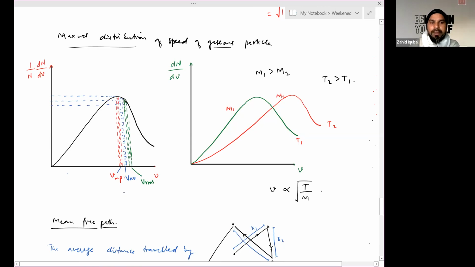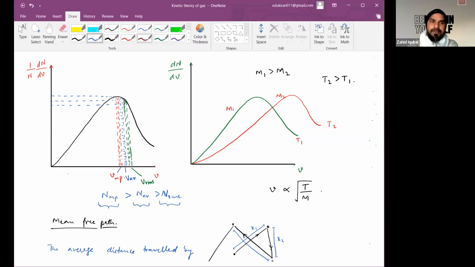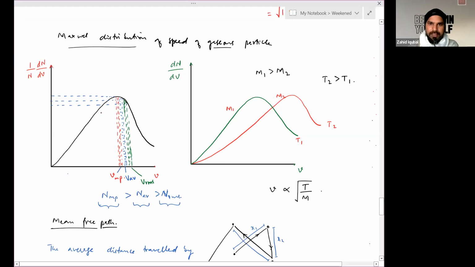So on the basis of number of particles, if you have to define ascending or descending order in a particular sample, you will say VMP will be maximum, then V average, then RMS. It means there will be the most gaseous particles moving with VMP, then average velocity, and the least number of gaseous particles moving with RMS velocity. So we may define from this particular graph.